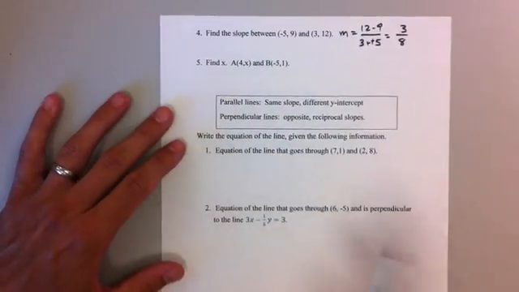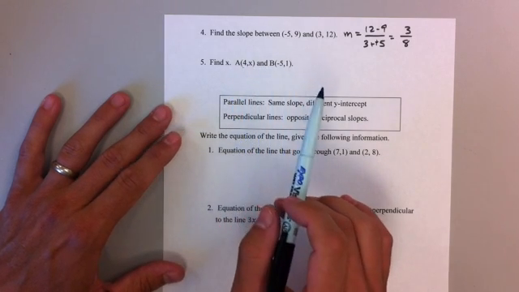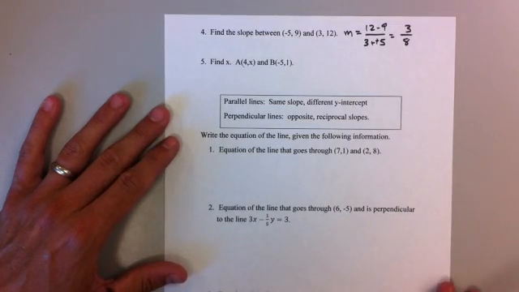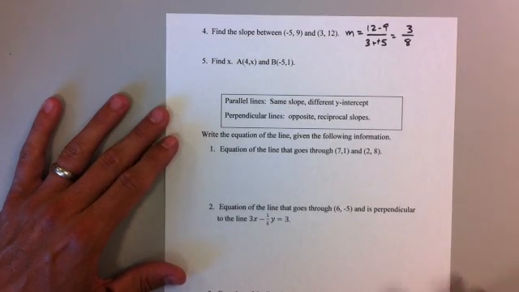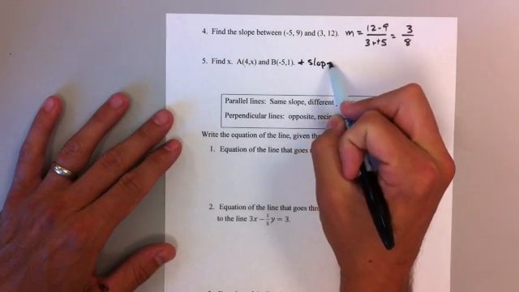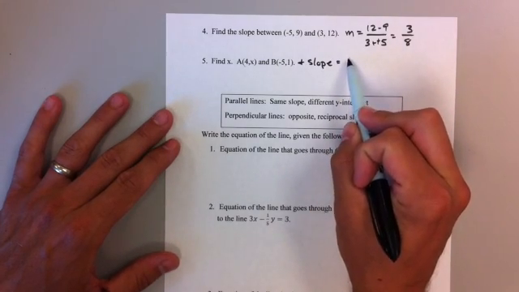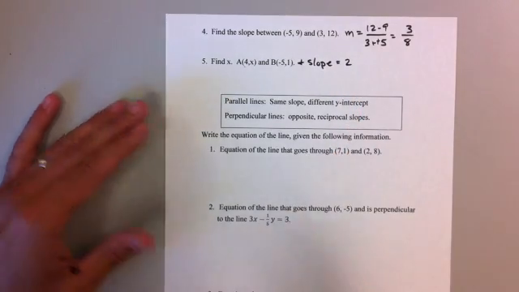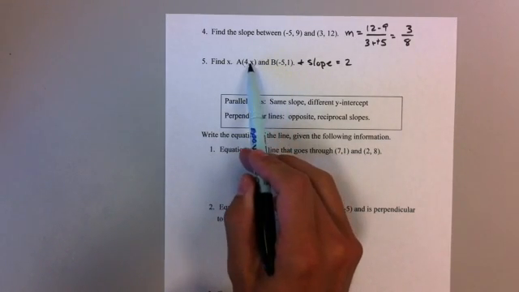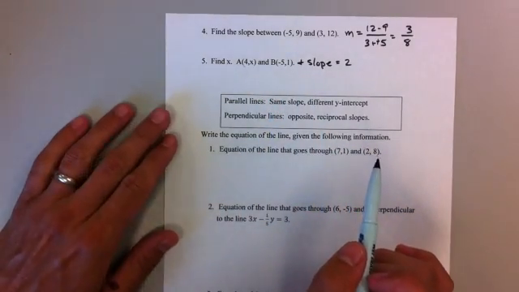Okay, but what about this one? I want to know what x is. If a is (4, x) and b is (negative 5, 1), and my slope equals, let's say, 2. So I know my slope this time, but this time I want to know what this x-coordinate has to be in order for us to have a slope of 2.